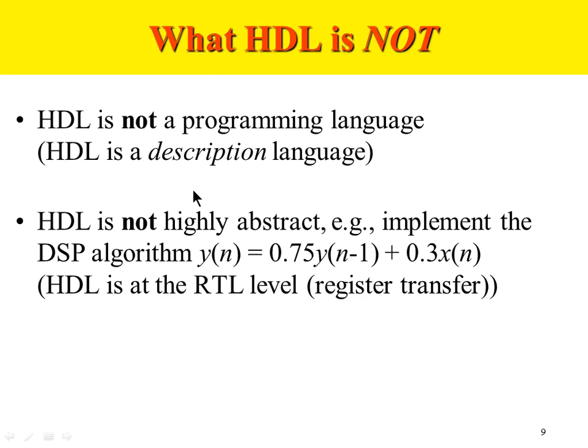Another thing is we talked about level of abstraction. Verilog or VHDL is one level of abstraction above gates and above other components of schematic design. But it is not that abstract that we can implement anything. For example, I cannot take this equation, which is basically a digital signal processing algorithm for filters, and feed it to Verilog, or just type this line in Verilog and say implement this design for me.